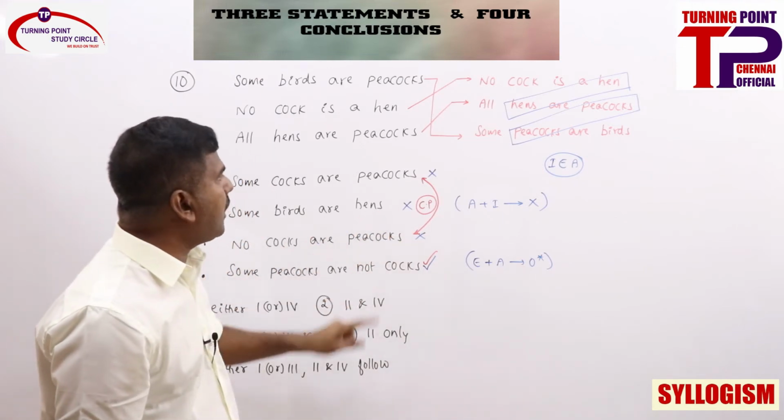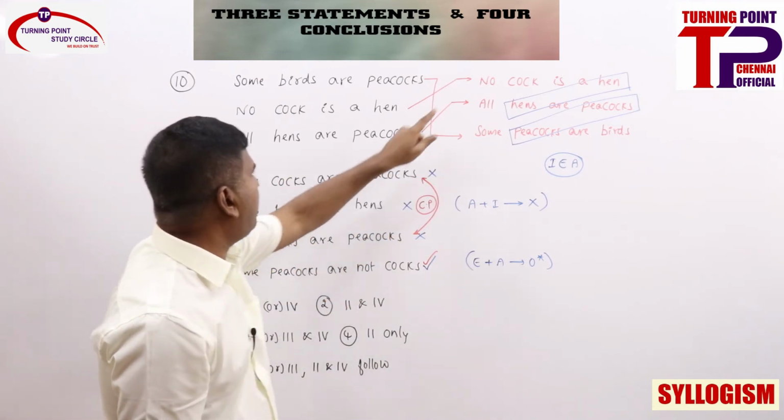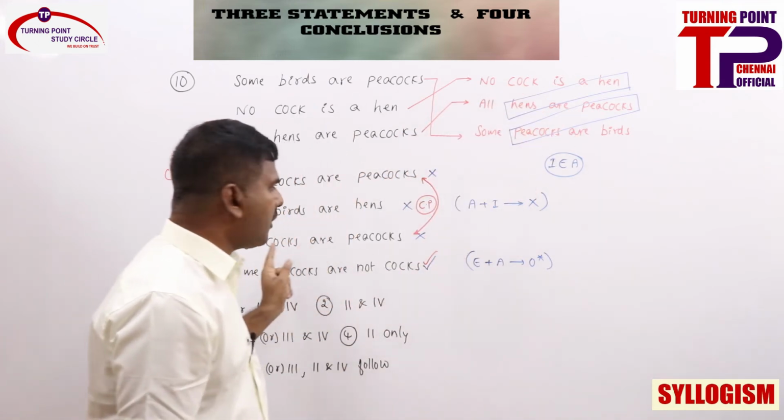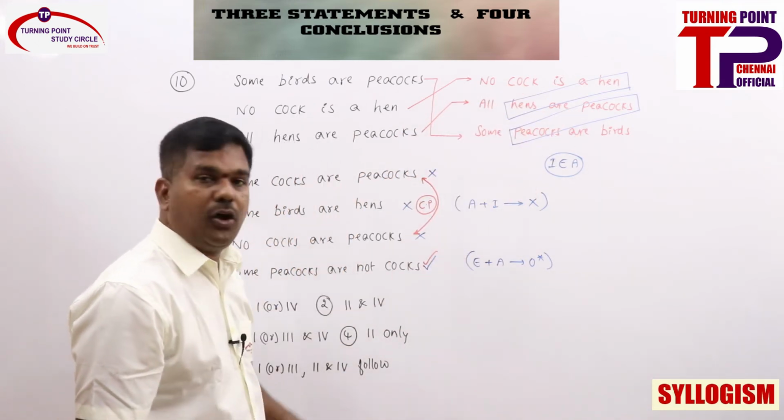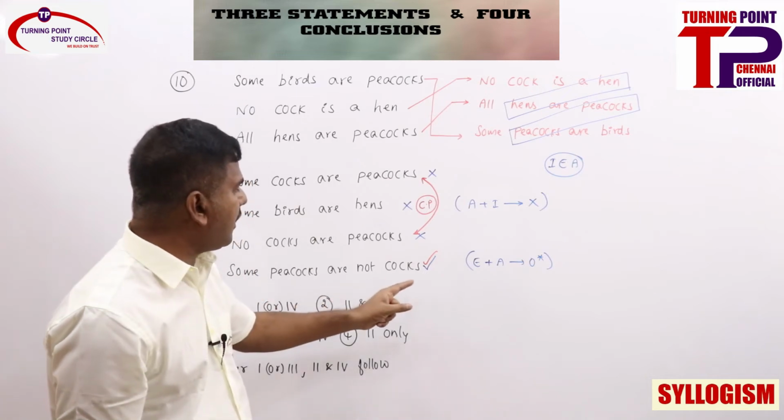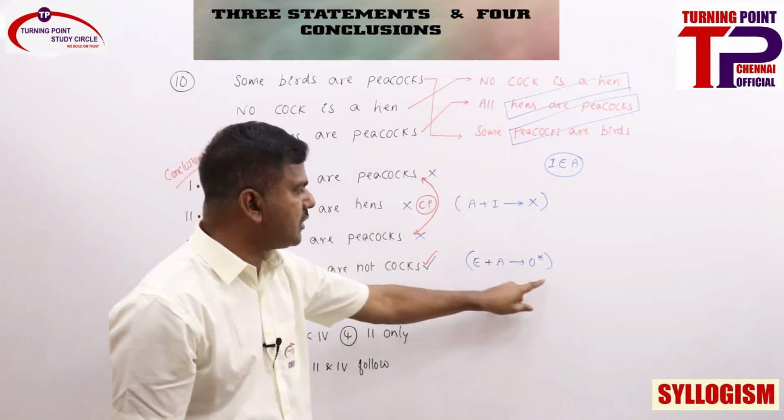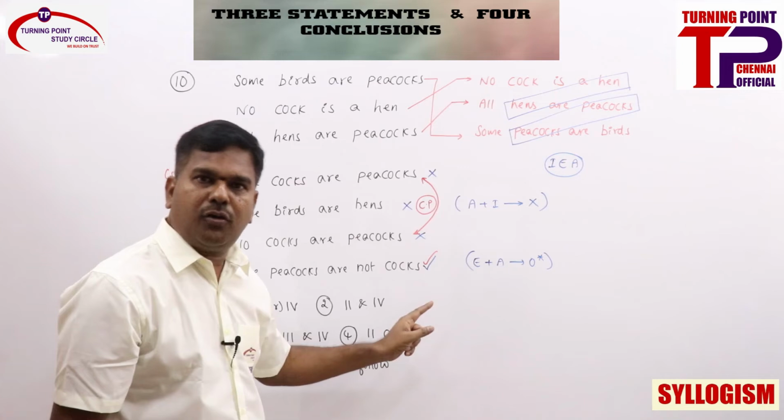Next one, no cocks are peacocks. Again, E plus A is O star only, not an E statement. That is the reason it is ruled out. Of course, some peacocks are not cocks. That is E plus A, O star. That is the reason you are getting the fourth conclusion.